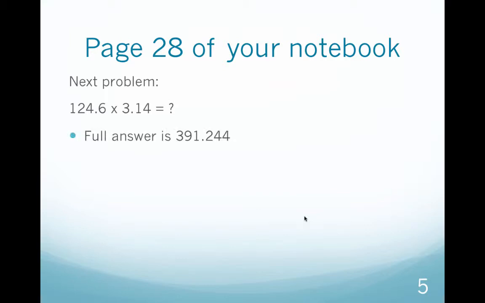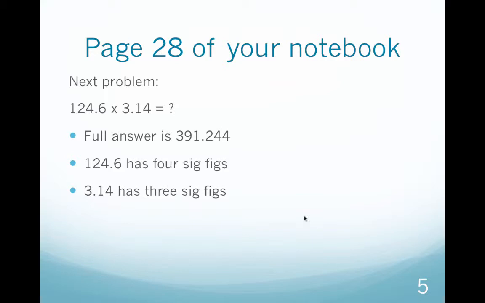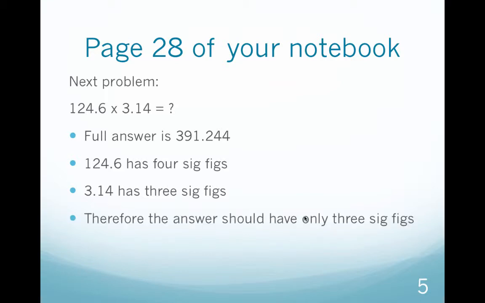All right, the answer you should have written is 391.244. That is the full answer. However, in the chemistry world, that is not the correct answer. We have to take into account significant figures because we multiplied those two numbers together. So we look at 124.6, and that has 4 sig figs. 3.14 has 3 sig figs. Therefore, the answer should have only 3 sig figs.